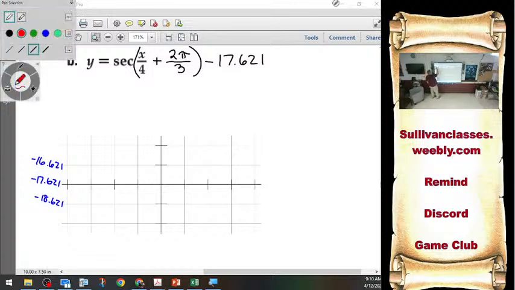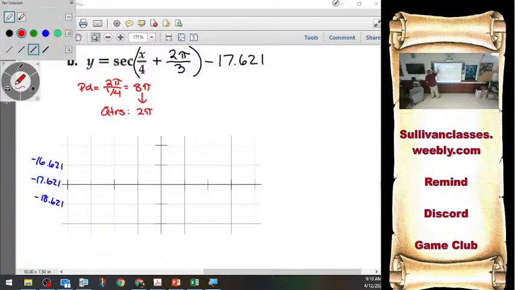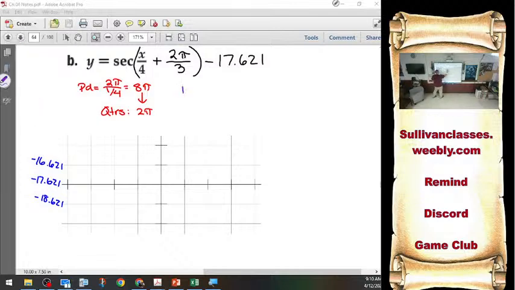Go find the period. Period is 2 pi over b. b is currently 1/4. So 8 pi, which means my quarter marks are 2 pi. My phase shift, negative c, 2 pi over 3, over b, 1/4. Flip the second and multiply. Negative 8 pi over 3.